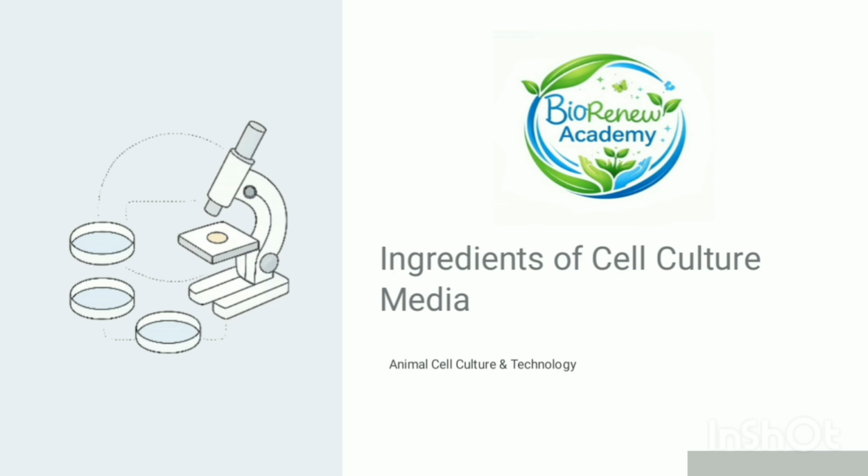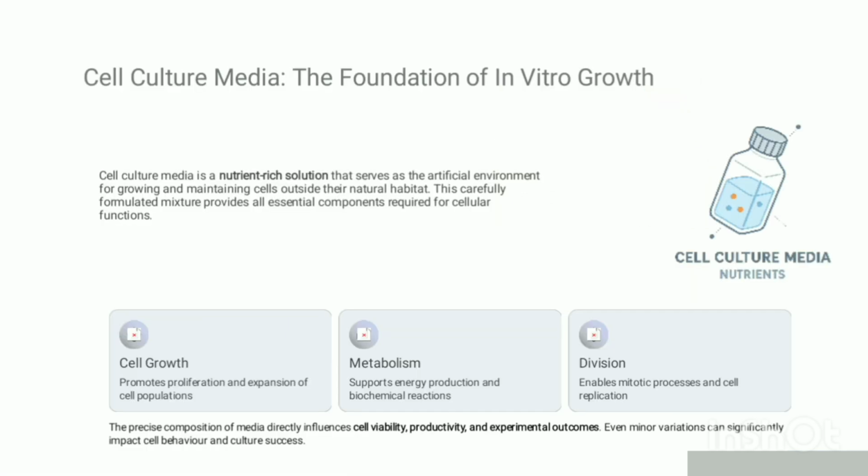This slide introduces cell culture media as the essential artificial environment needed to grow cells outside of a living organism in vitro. Think of it as the liquid life support system that provides everything a cell would normally get from its natural habitat. Here is how you can break down the main points, the three core pillars.